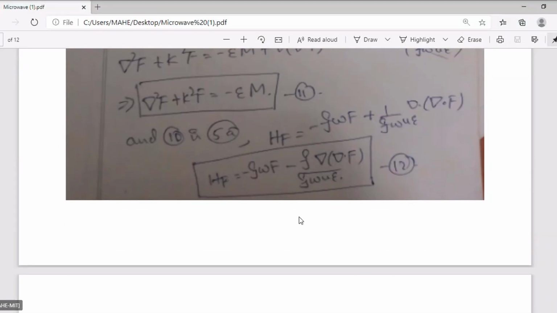And how do we find F from this equation? And how do you find EF? EF is equal to?